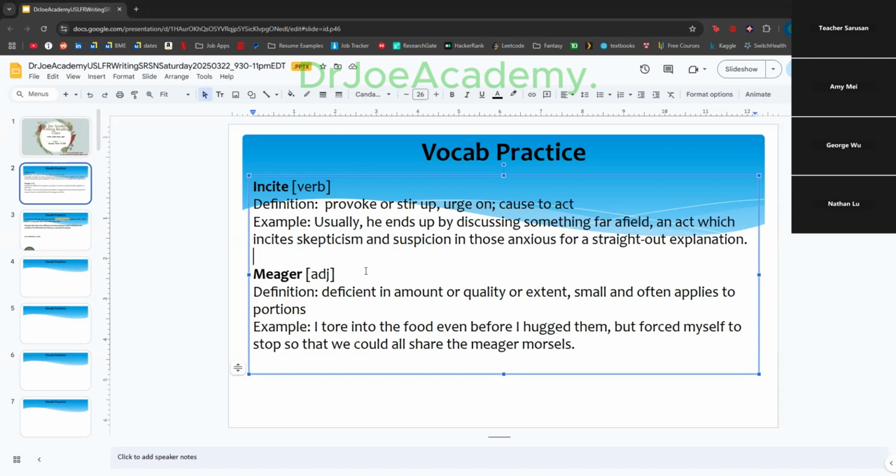Meager, that's our adjective. This usually is applied to food, or in general, just a quantity. So if you're talking about a physical quantity of something, you're talking about a small amount of whatever that thing is. So a small portion, a small amount, something that is not enough, essentially. So here, I tore into the food even before I hugged them, but forced myself to stop so that we could all share the meager morsel. Meager morsels meaning small amount of food. Morsels is just another way of saying food.